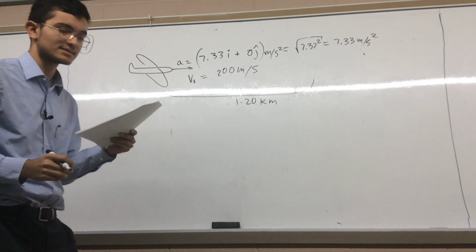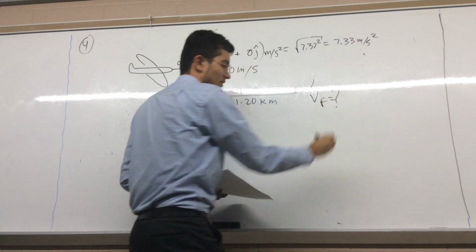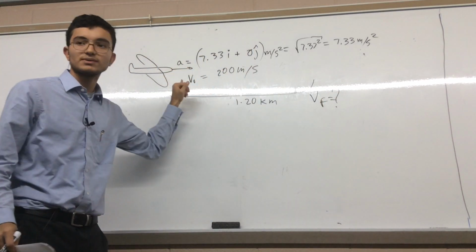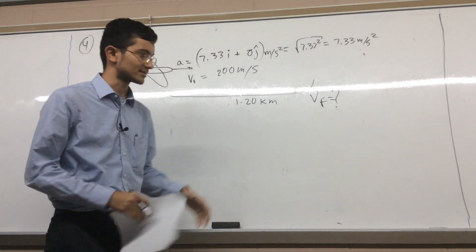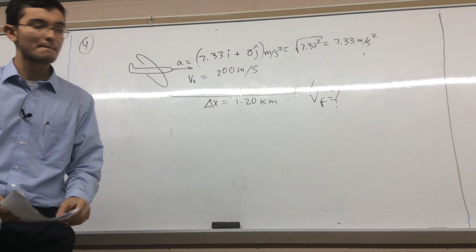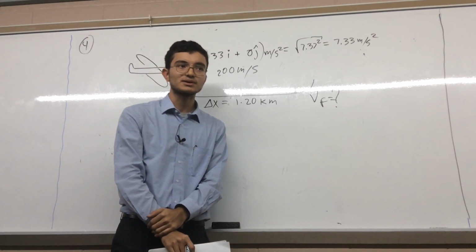And they ask us, what is the final velocity? So what's V final? We're given acceleration, we're given initial velocity, and we're given delta x. This is delta x, the change in position, right? So what does this sound like? It sounds like one of the kinematics equations, right?